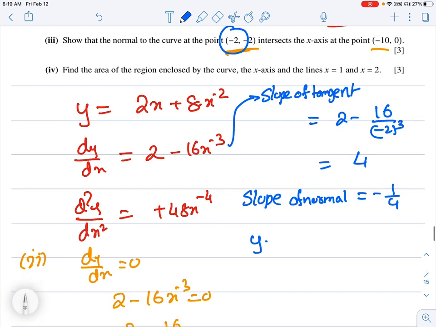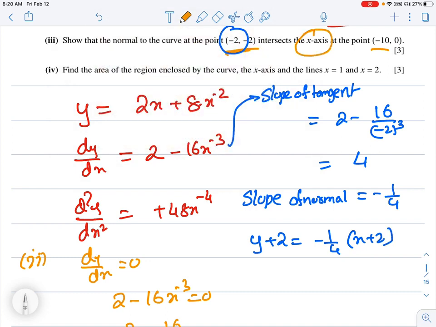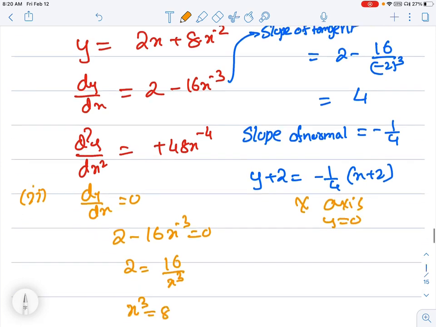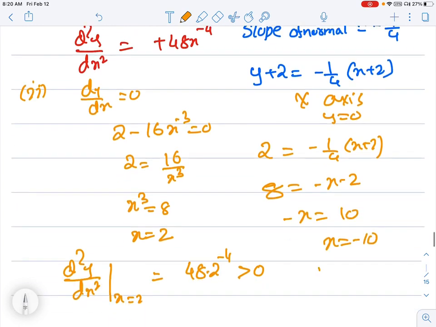So the equation of the normal will be y minus y1 equals m times x minus x1, but he says that it intersects the x-axis. X-axis means we know y equal to 0. Substitute 0: 0 plus 2 is 2, equals minus 1 upon 4 times (x plus 2). 8 is equal to minus x minus 2. Minus x is equal to 10. x is equal to minus 10. So the point is (minus 10, 0).